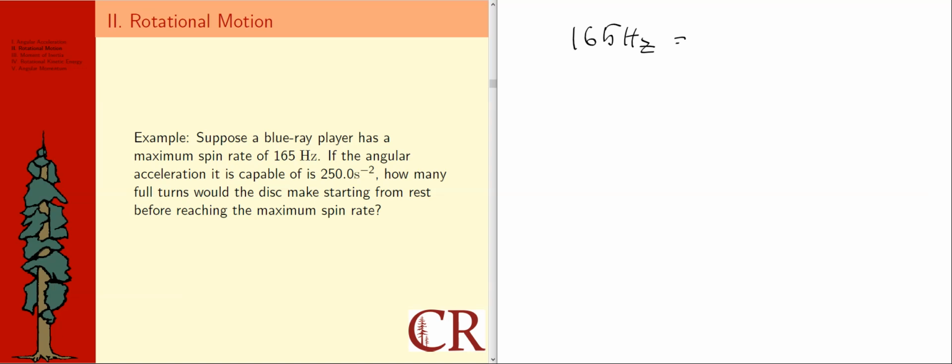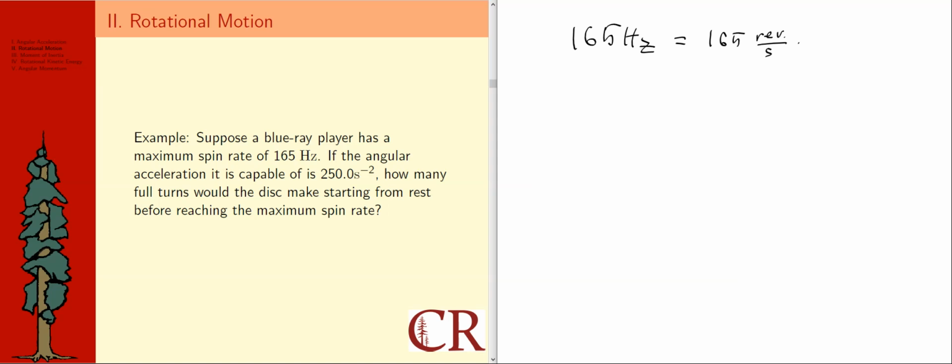One way of interpreting the hertz is that it represents the number of full spins, revolutions per second, so full turns per second. In that sense, is that an angular velocity? Can I state that omega is equal to 165 seconds to the minus 1? My answer is no, because the angular velocity is defined based on the radian per second.